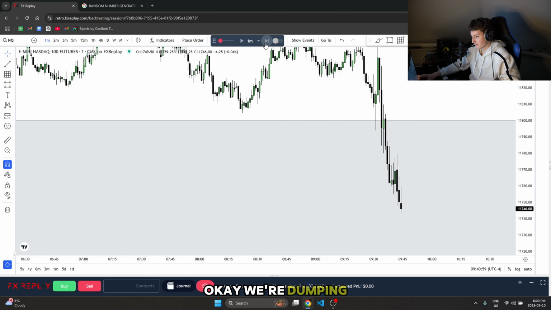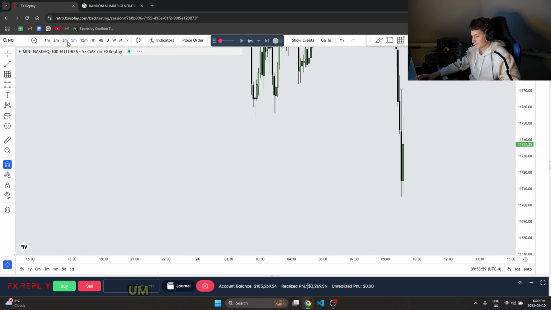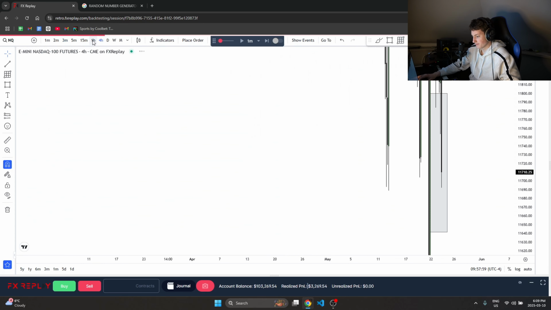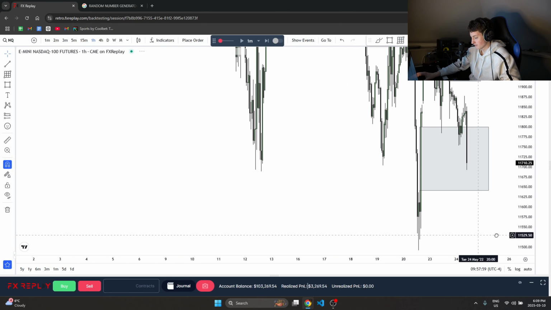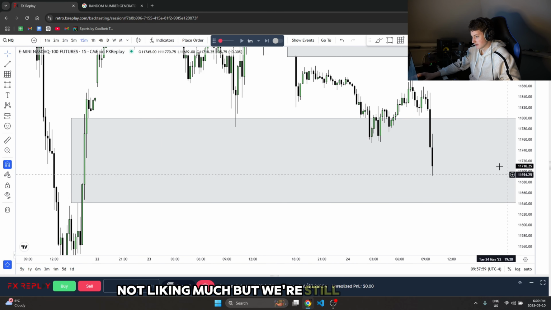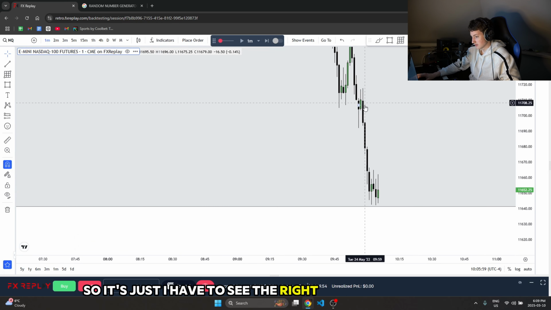Okay, we're dumping. I'm not liking much here, I'm not gonna lie. Not liking much, but we're still inside of this. I'm still willing to take longs. It's just I have to see the right setup here.